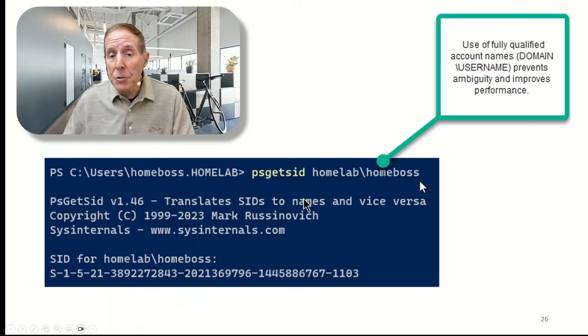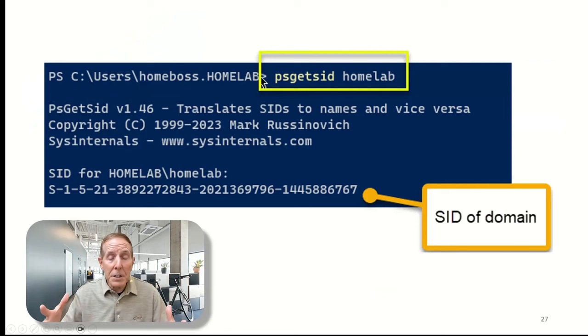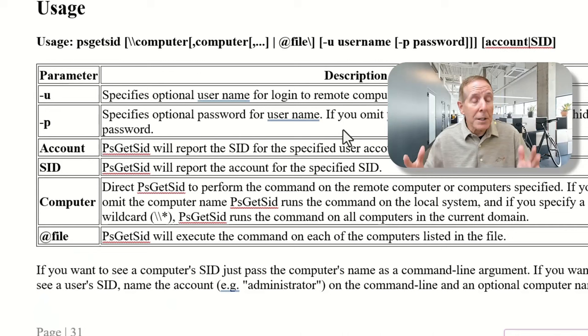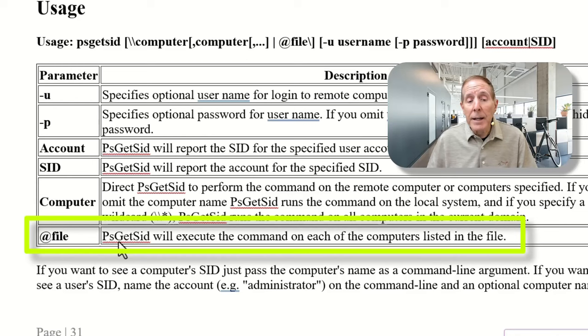Now, if I want to find the SID of a domain, I can again use PsGetSid and put the domain name, and it will show me the SID for that domain. PsGetSid is not a tool you're going to use every day, but it's a handy tool when you need it. You can actually point it to a file name, and it will execute the command against a list of computers in that file.